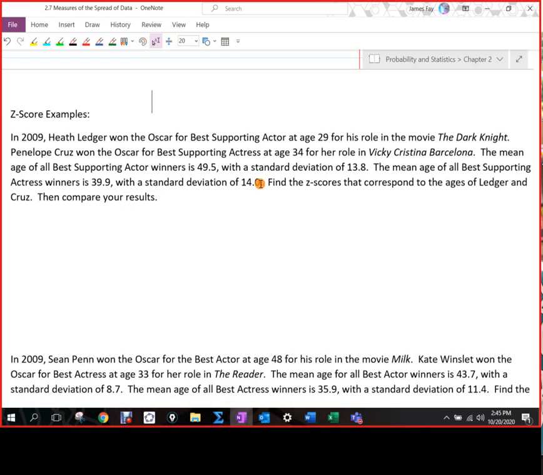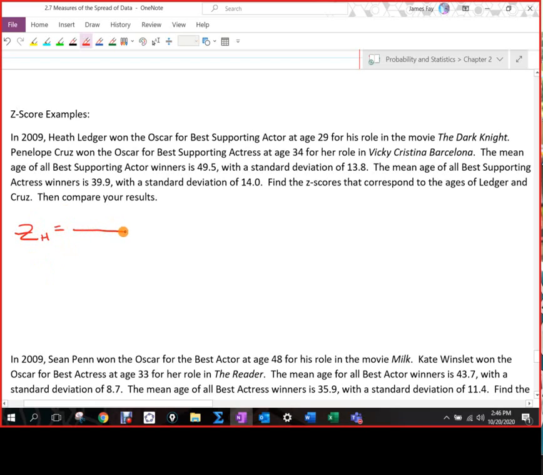So what we're asking here is, he won it when he was 29 years old, and because the average age is 49.5, he won it 20 years younger than the average age, right? Our question is, is that unusual? Statistically speaking, is that an anomaly? Does that make sense? Okay. So if I want to find the Z-score of Heath Ledger, I always like to put subscripts, especially if I'm finding multiple Z-scores, just subscripts that remind me what that Z-score attaches to.